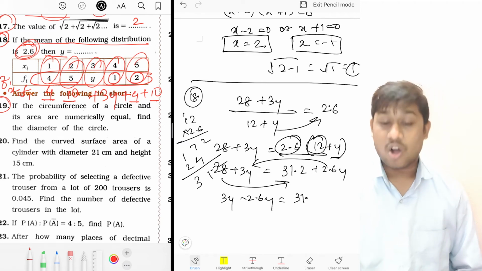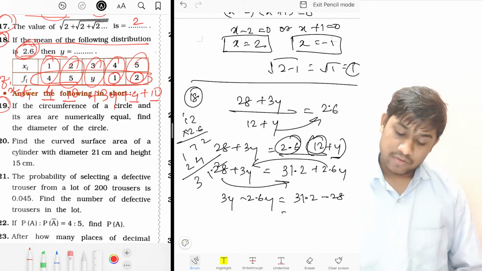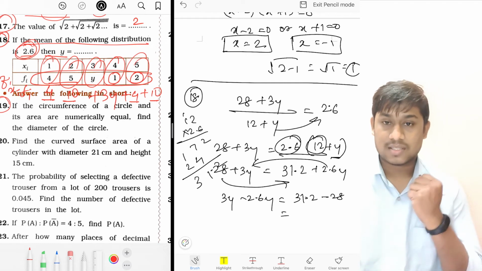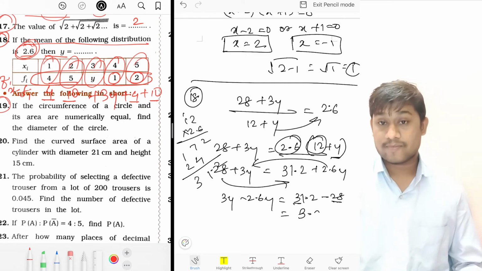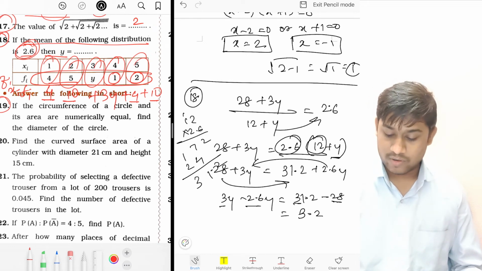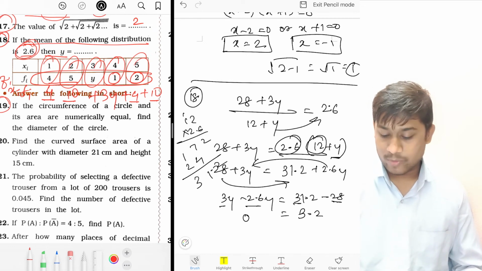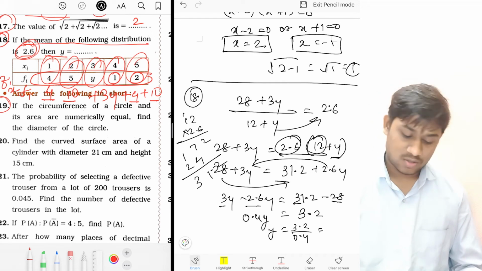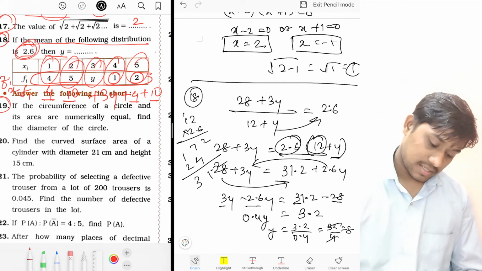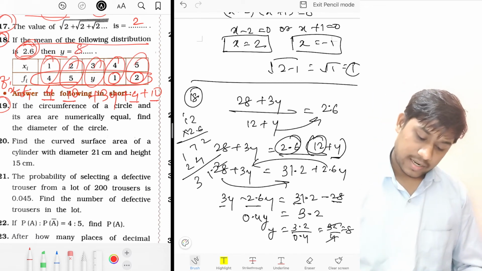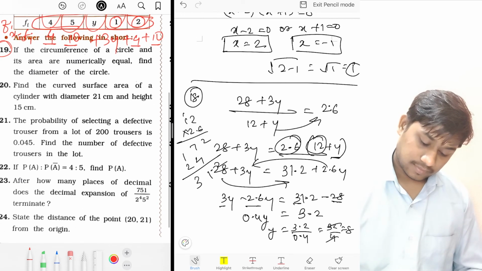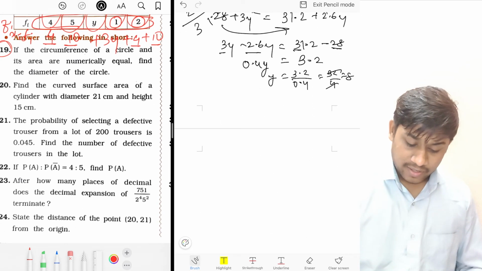So let's take this for subtraction, this will go that side, it will go that side. 3y minus 2.6y is equal to 31.2 minus 28. So how much do we have? If you see, 31 minus 28, we have how much? 3, right? So we have 3.2, and 3 minus 2.6, so we have 0.4y. So y is equal to 3.2 divided by 0.4, we have 32 by 4, so 8 is your answer. So your answer is 8. Good. Okay, good. Now question number 19.